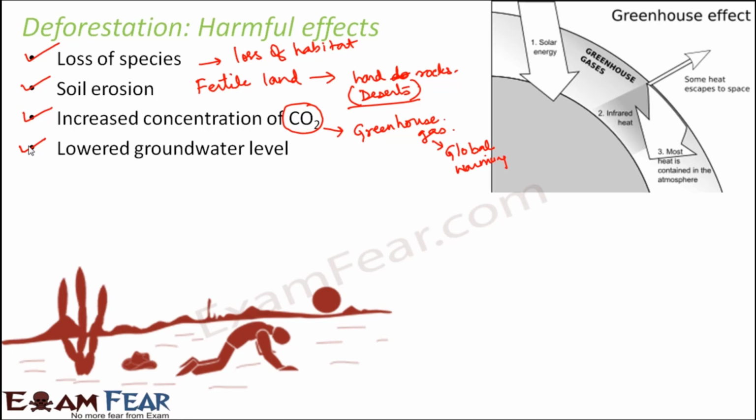Lowered groundwater level. Now, when the plants have been removed, then the level of groundwater also reduces. Destroy forest ecosystem. So the entire ecosystem of the forest, because the plants are being cut down, the animals can't survive without them, so that entire ecosystem is spoiled.